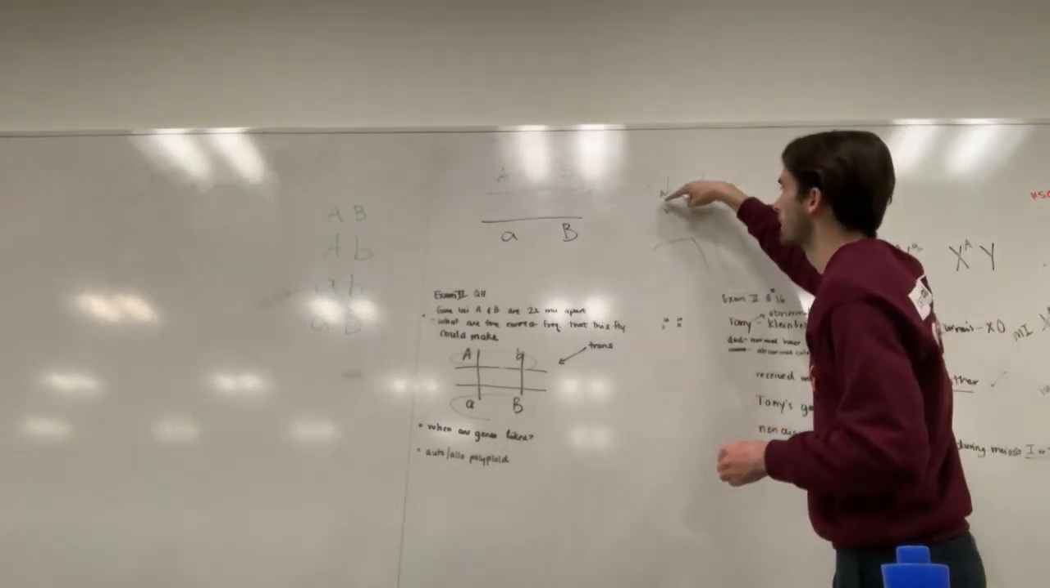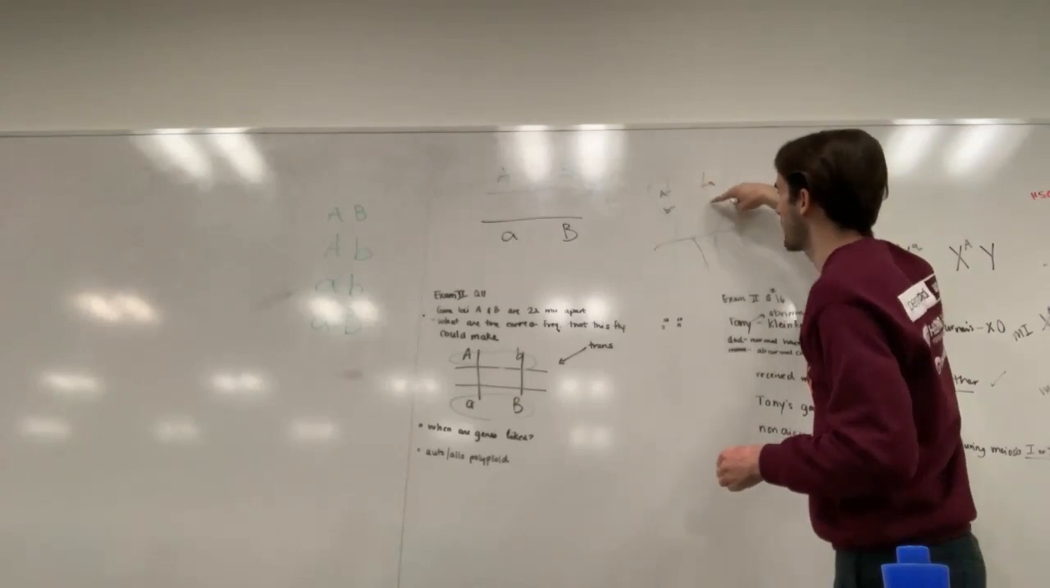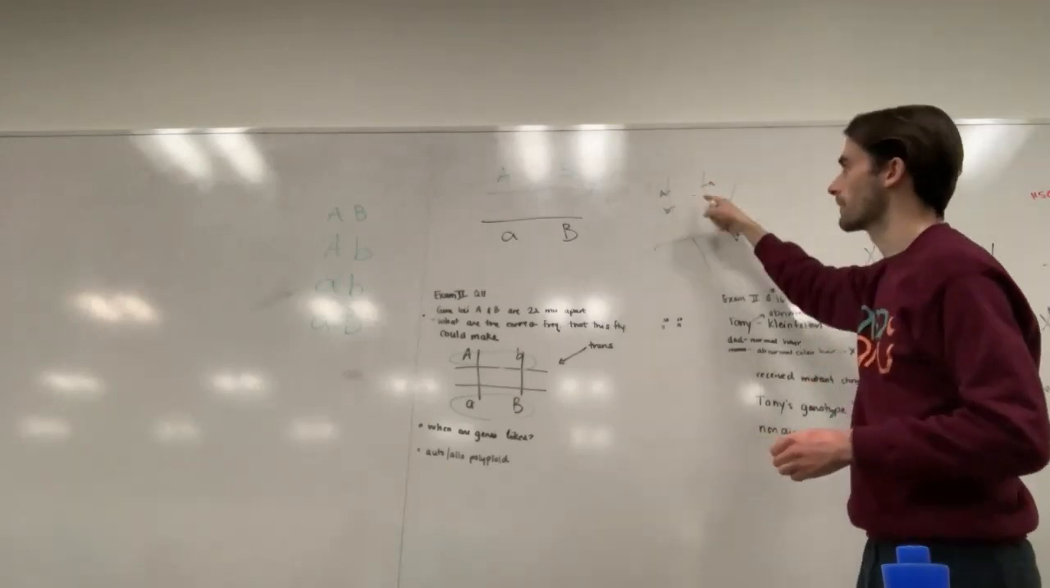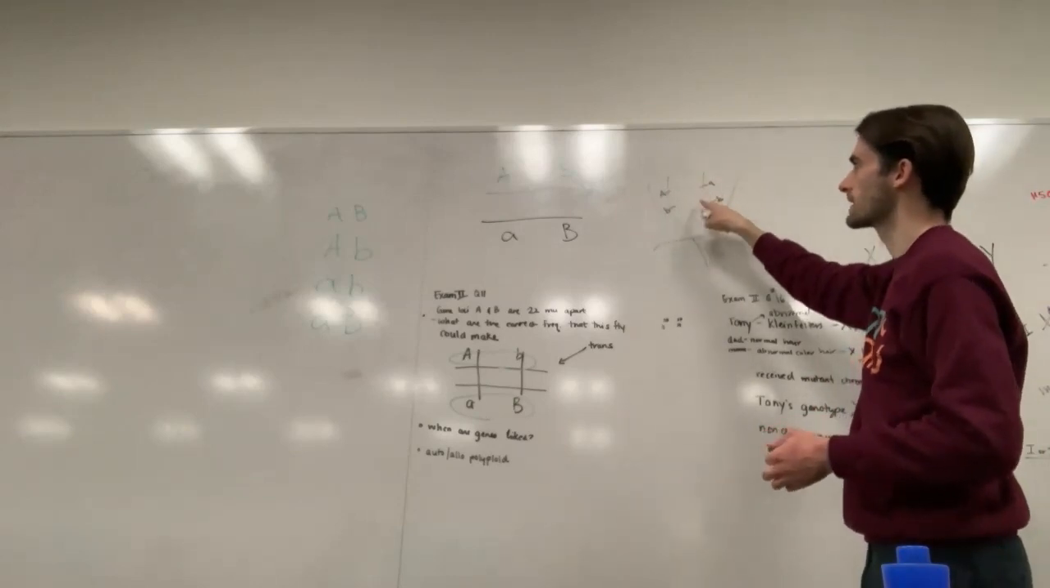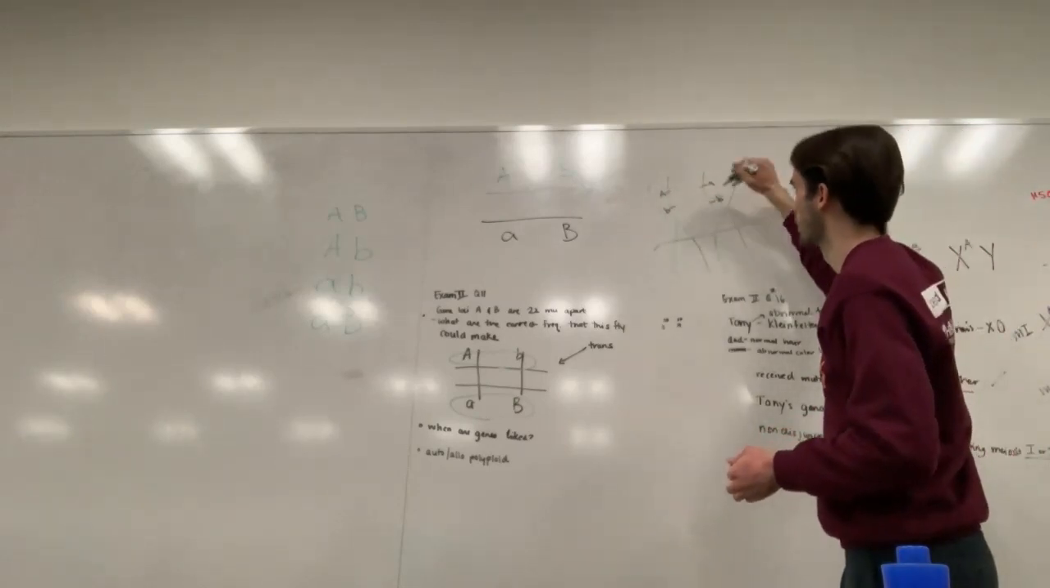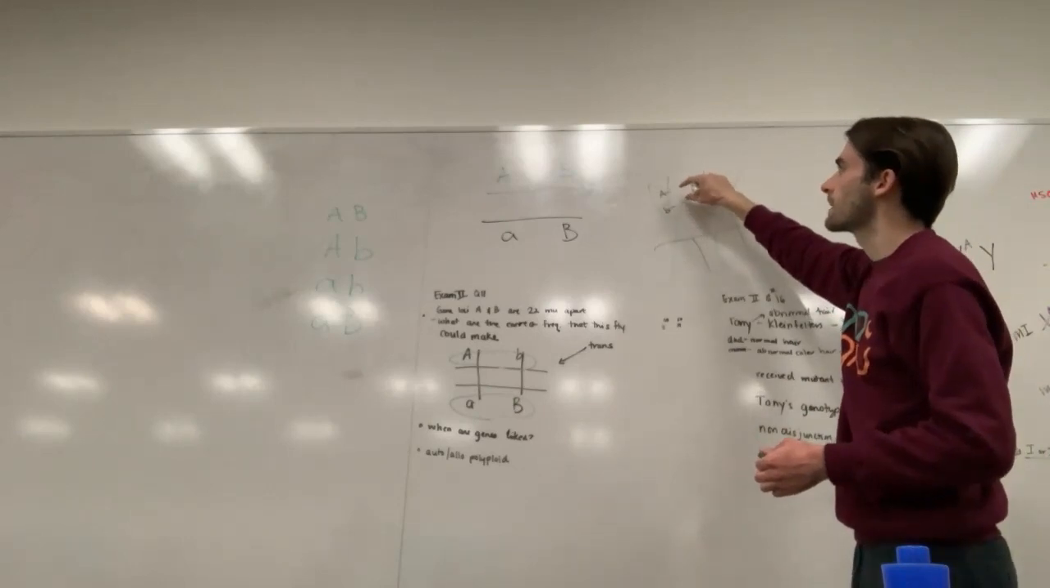But if you had it, even if you had it here randomly, they still wouldn't recombine. Big A would still be with little b, little a would still be with big B. But that's because they're close together.